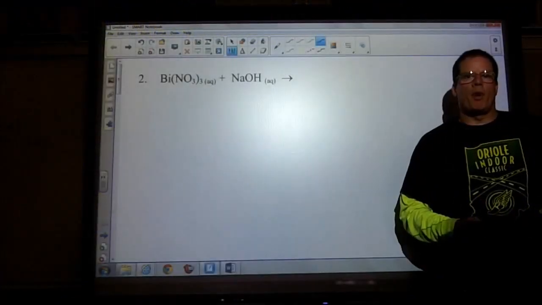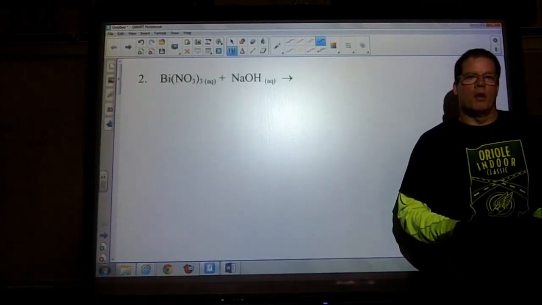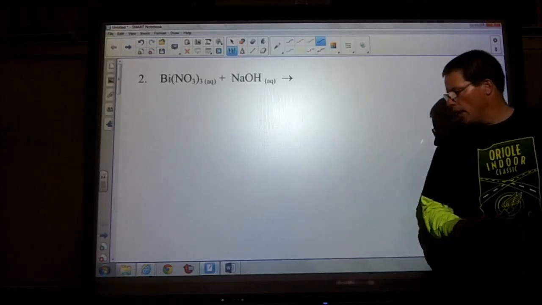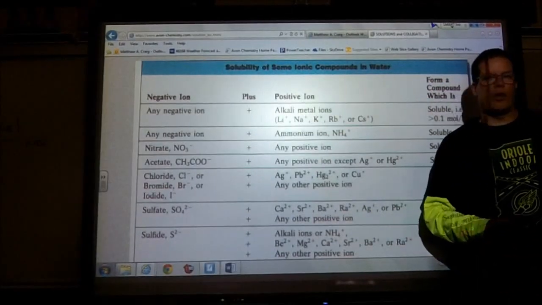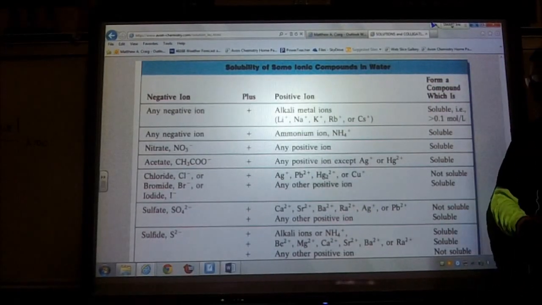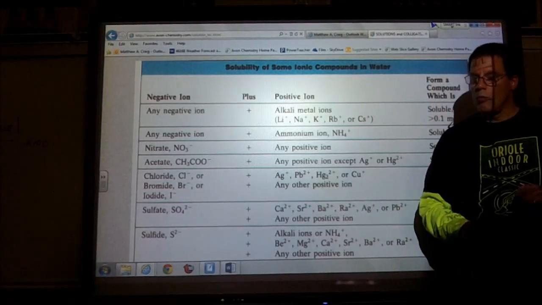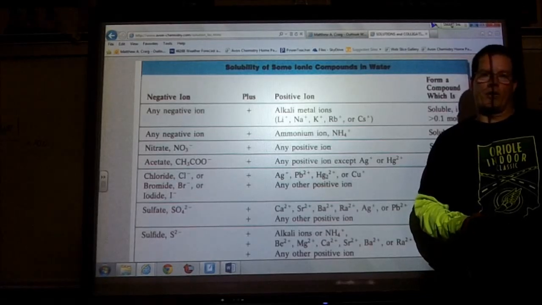Let's talk about the even problems on the precipitate ionic equation and net ionic equation worksheet. Keep in mind that you will have access to the sheet that has the solubility rules. Be sure that you're actually utilizing this sheet to the best of its ability. You will also have not only this for the quiz, but you also have your periodic table.